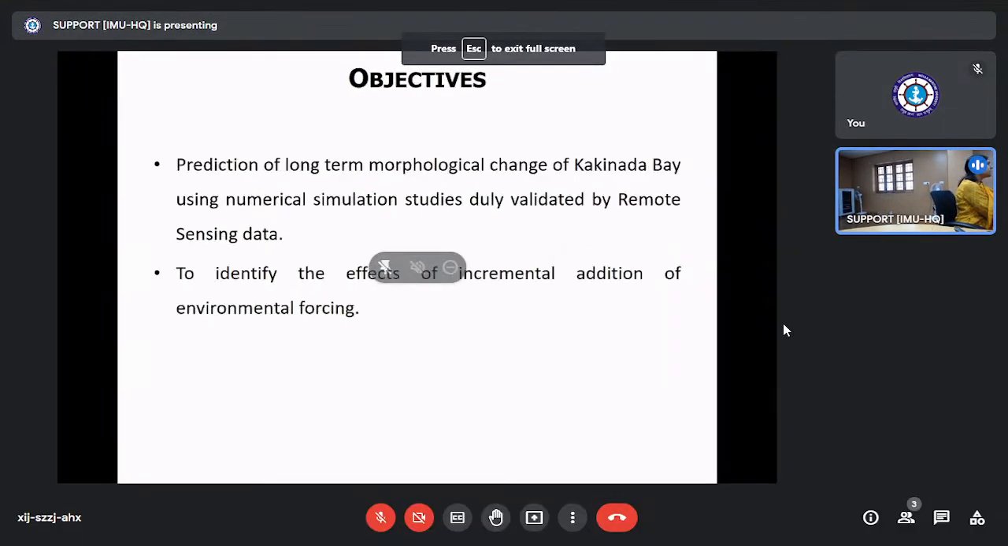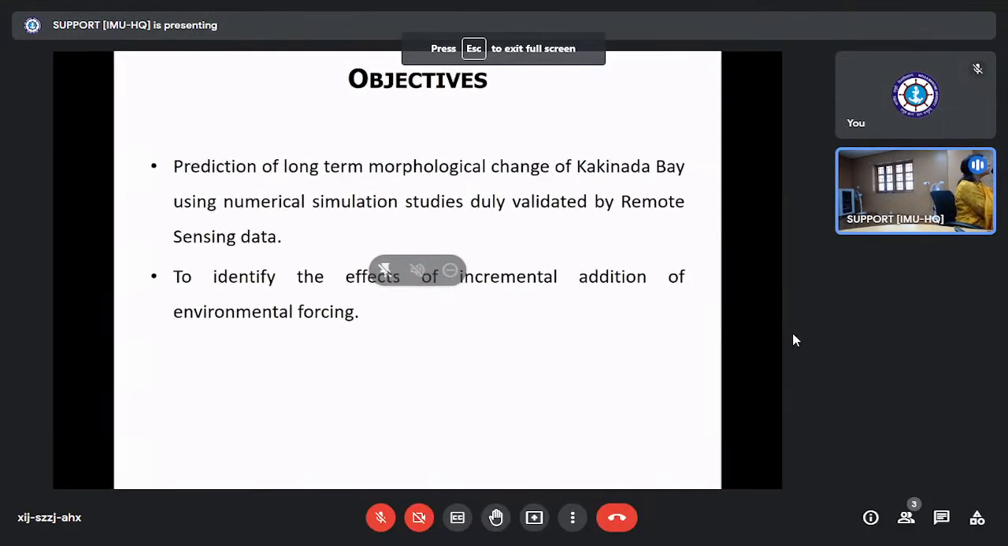My objectives are, first, prediction of long-term morphological development of Kakinada Bay using numerical simulations duly validated with the remote sensing images. And second, to identify the effects of incremental addition of environmental forces like waves and sea level rise.